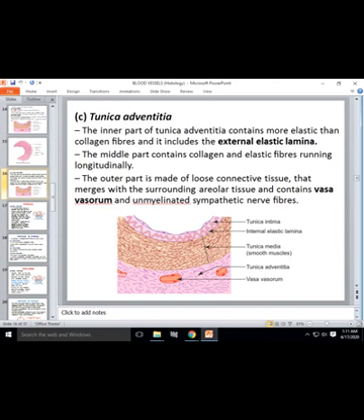The inner part of the tunica adventitia contains more elastic than collagen fibers, and it also includes external elastic lamina. The middle part of this tunica adventitia contains collagen and elastic fibers that run longitudinally. The outer part is made up of loose connective tissue that merges with the surrounding areolar tissue and contains vasa vasorum and unmyelinated sympathetic nerve fibers.